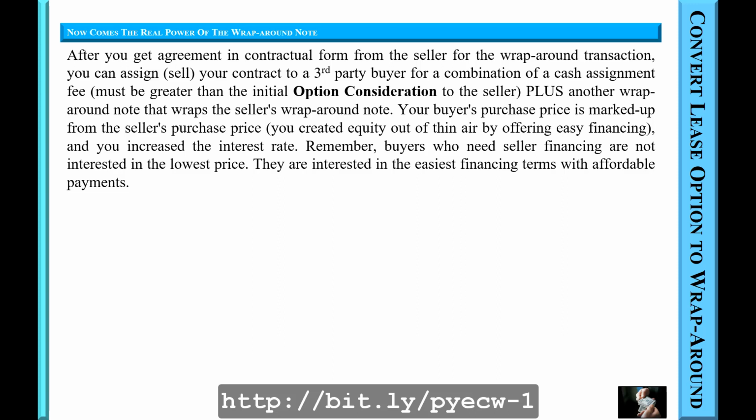Your buyer's purchase price is marked up from the seller's purchase price. You created equity out of thin air by offering easy financing. And you increase the interest rate. Remember, buyers who need seller financing are not interested in the lowest price. They are interested in the easiest financing terms with affordable payments.